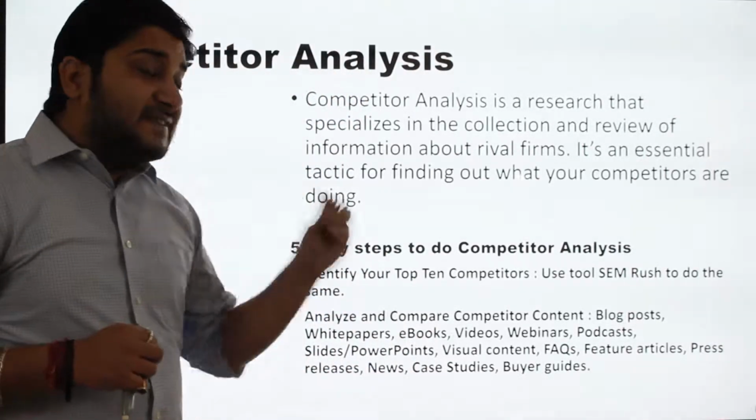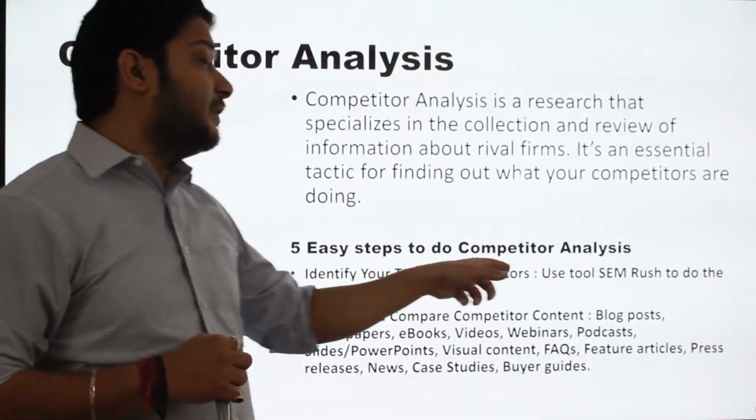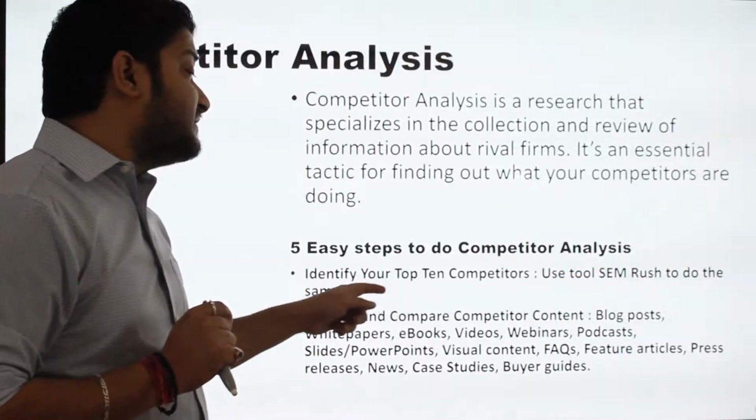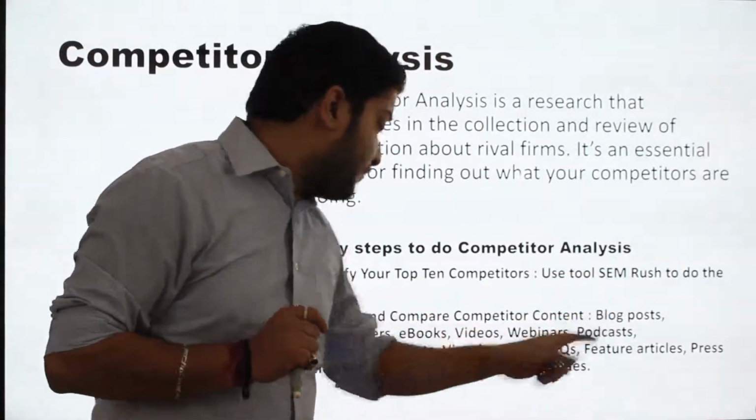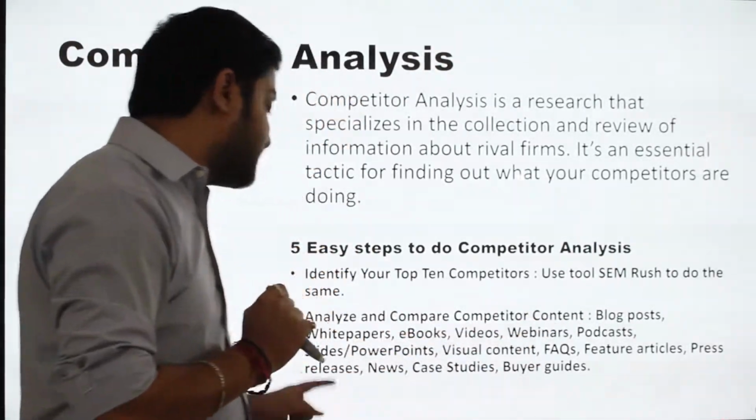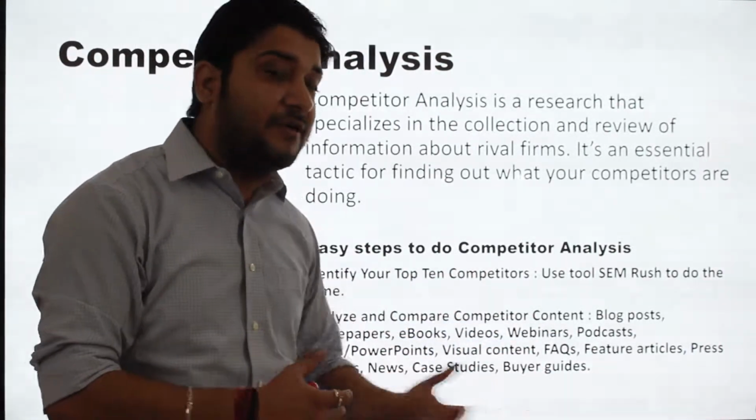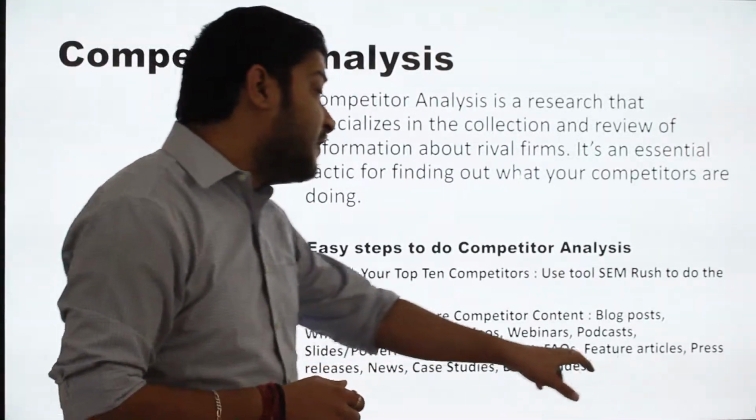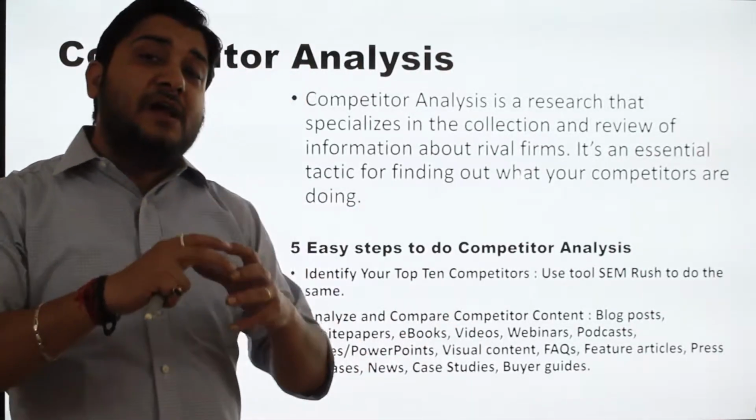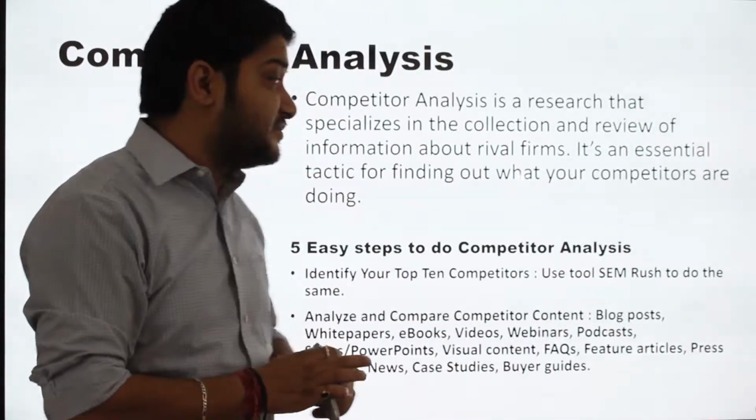Now, the 5 steps to do a competitor analysis are: identify your top 10 competitors. Use a tool called SEMrush to do the same. Analyze and compare competitor content: blog posts, white papers, ebooks, videos, webinars, podcasts, PowerPoint slides, visual content, frequently asked questions, what kind of questions and answers they are giving, featured articles, press releases, news, case studies, bio guides. So in short, you just need to grab all the information about what your competitor is doing.